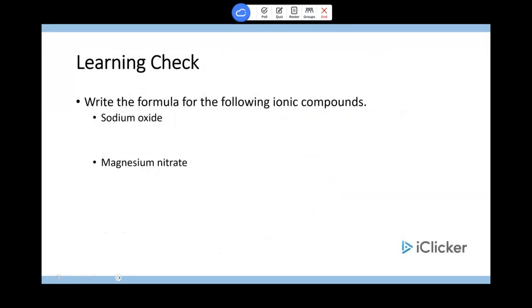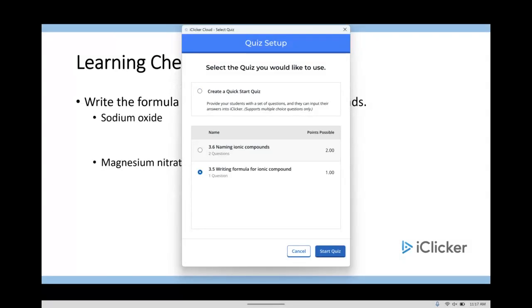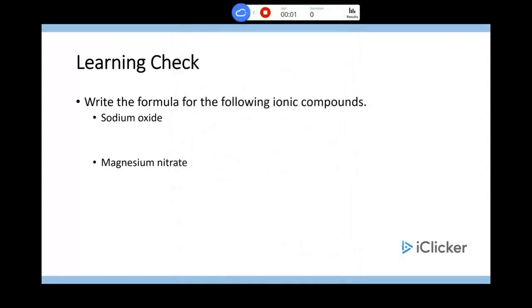Let's do this next question. I think the first one is an iClicker, so let me push this to your devices, or you're typing out the formula. We have 2 ionic compounds. Let's spend a minute or 2 working on that.